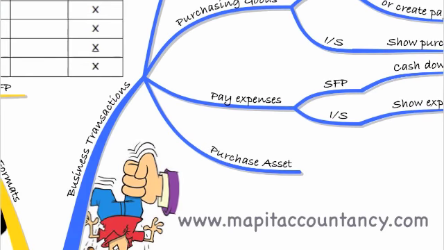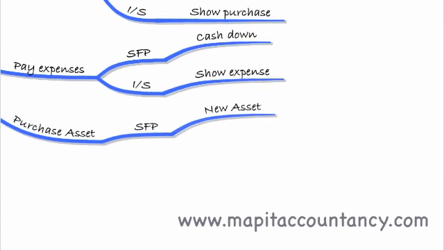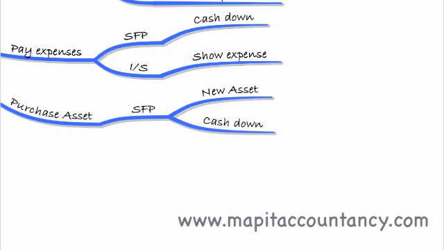When we're purchasing an asset, now this one won't affect the income statement. It will be for our statement of financial position, we create a new asset and our cash will go down. So you can see, although it only affects the statement of financial position, there's still two aspects to it. Assets will go up, cash will go down.